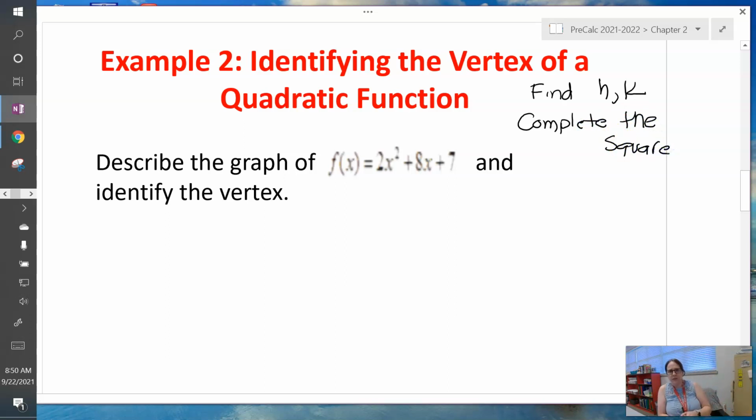I do want to see you use this method on tests and quizzes. I know that in Algebra 2 you would do negative b over 2a, and then you would plug in and get the y. But this is a different strategy, and I do want you to learn this strategy. So we're going to start with our 2x squared plus 8x plus 7.